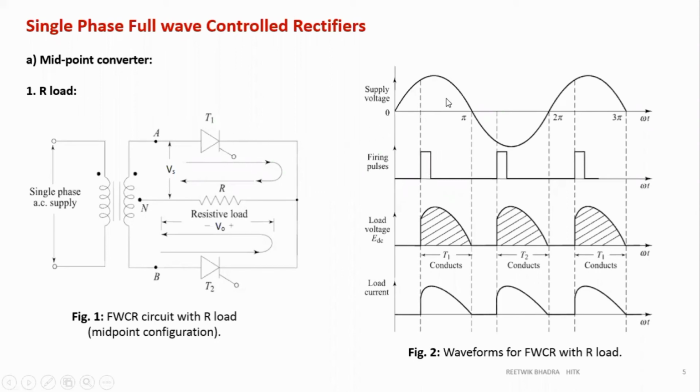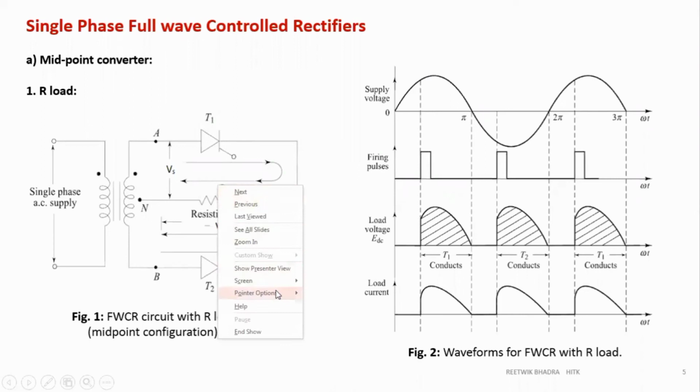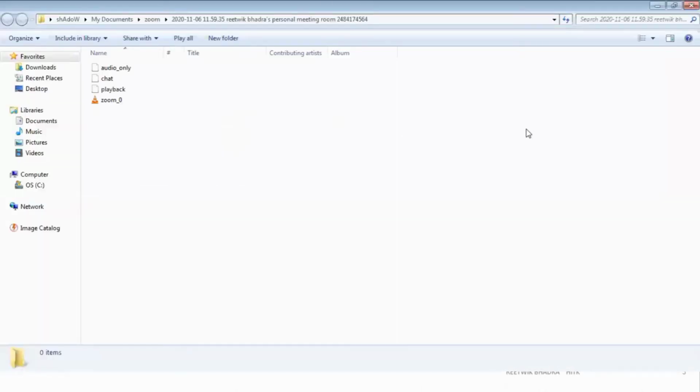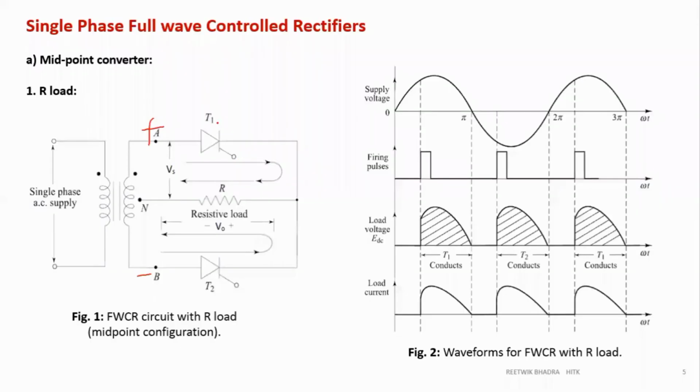Why? Because we are having a positive cycle. Positive cycle means this point is positive, this point is negative. So which thyristor is to be turned on? T1. Which thyristor is off? T2. So T2 off, T1 on. Current flows from A through T1 and R to this point, completing the path. So what will be VR? It will be VAN, right? Or V naught will be VAN.